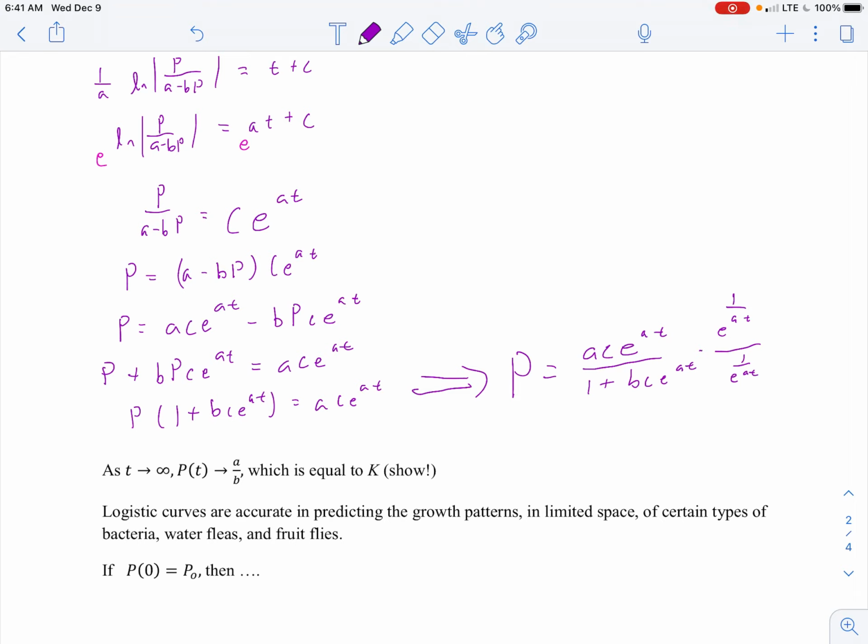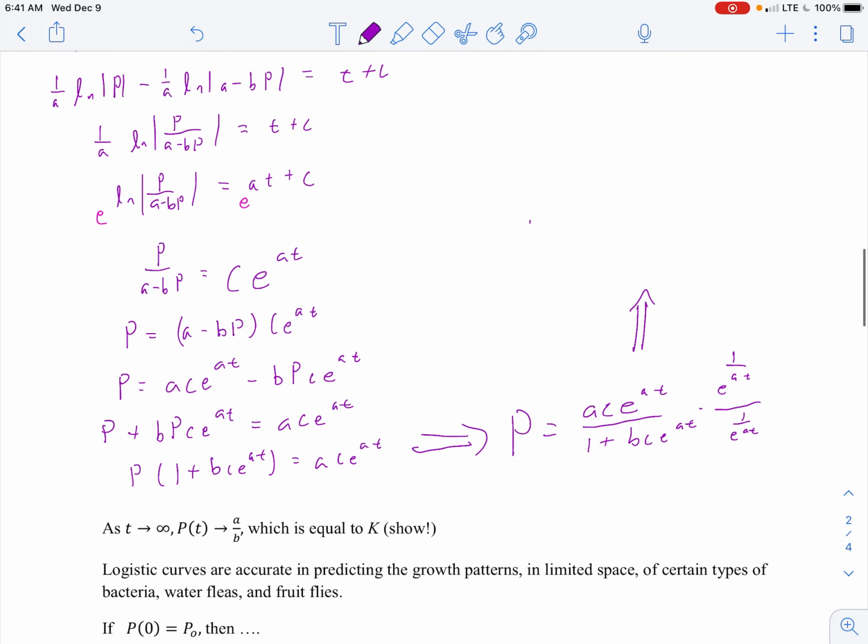And when we do that, I'll just write it up here because I'm running out of room. p is equal to ac divided by e to the negative at plus bc.